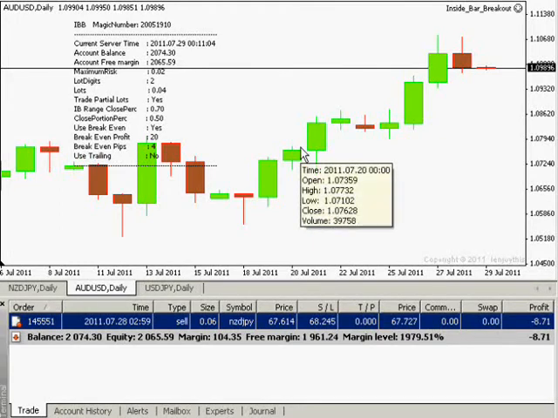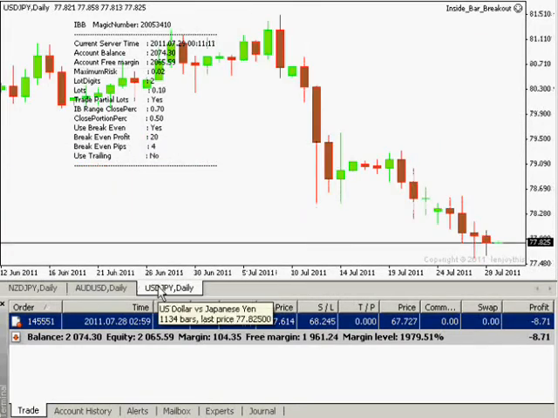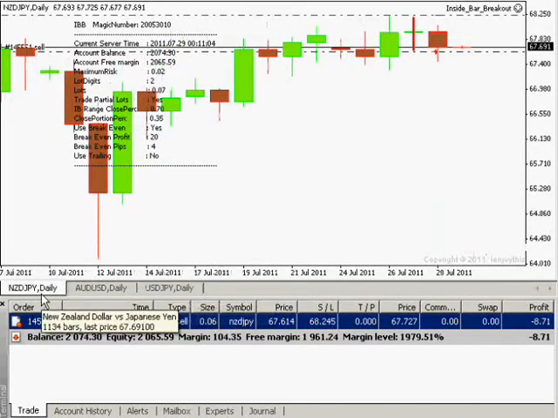It's 8:11 p.m. Eastern Time. We're watching for two markets to break out, Australian dollar versus the dollar and the dollar yen, holding still the New Zealand dollar yen short from July 28th.